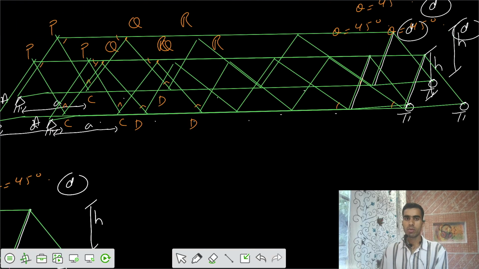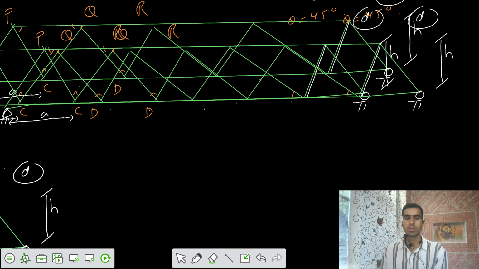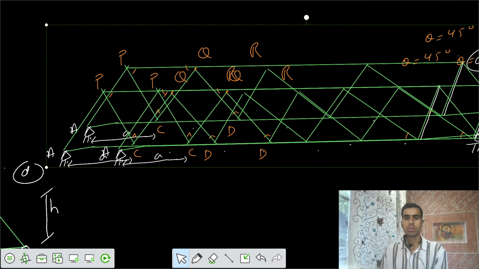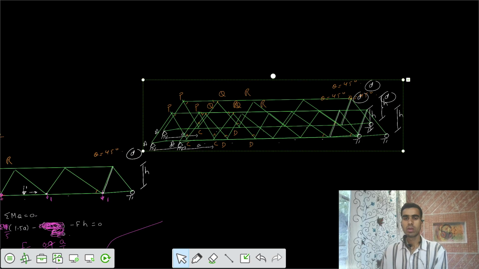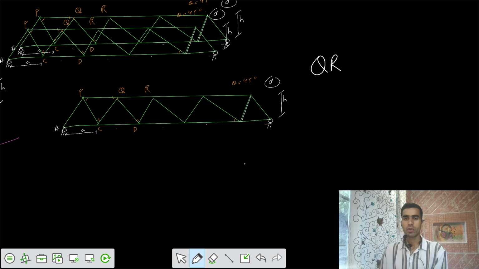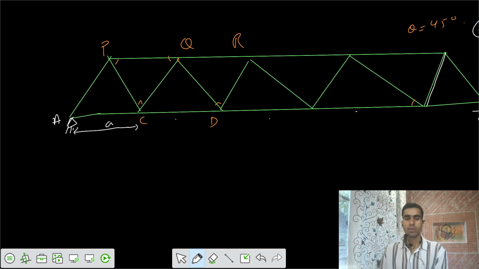Now, the second case of the problem was that you need to get the ILD for QR. Let's take one of those. So for the QR you need to get the ILD. Where is your QR? I would say QR is at the top. So this is your QR.